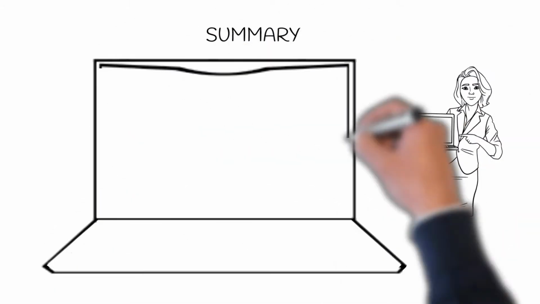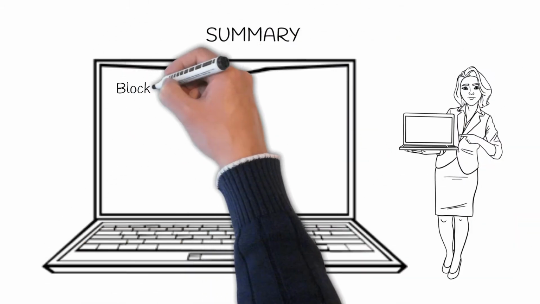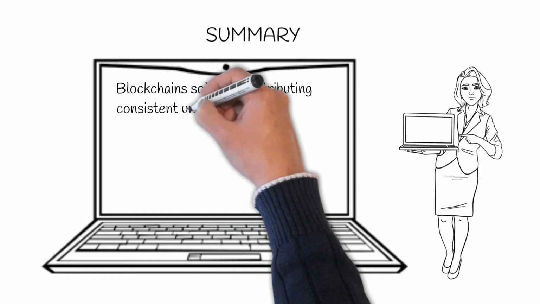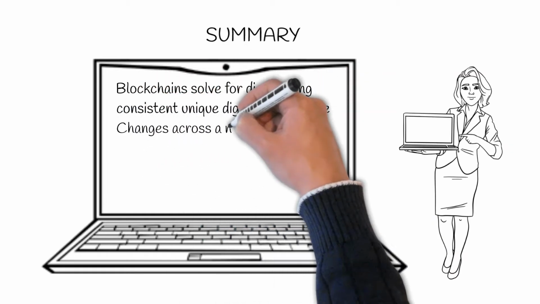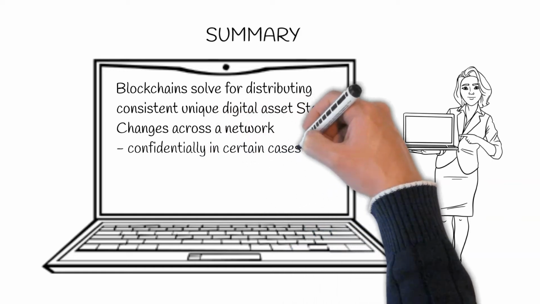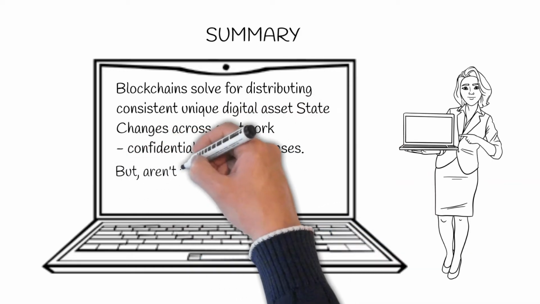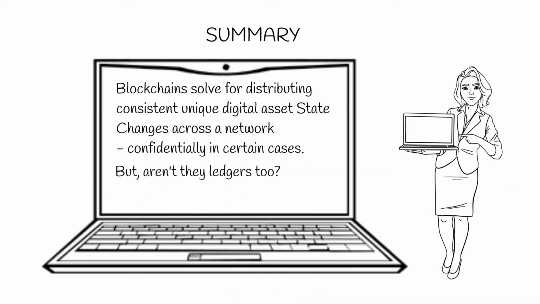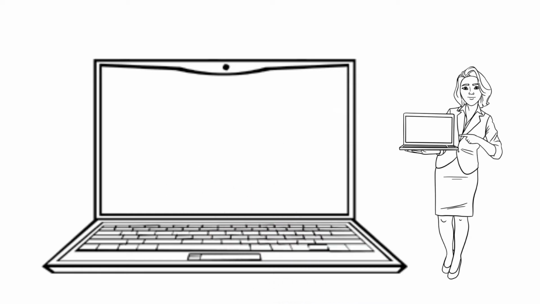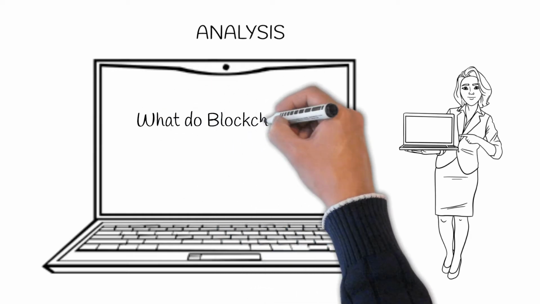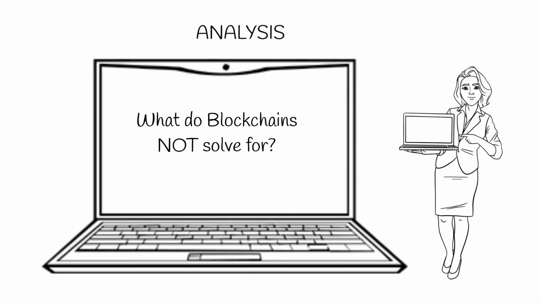So, in summary, blockchains solve for distributing consistent, unique digital asset state changes across a network, confidentially in certain cases. But aren't they ledgers too? Well, let's see. So that's the first question. But what about the second one? What do blockchains not solve for?